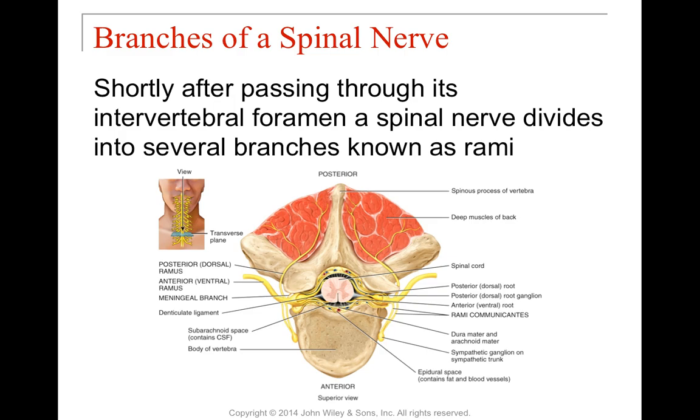And those branches are known as rami, or singular would be a ramus. And they are described by where they are located. So if they are branching out and heading toward the posterior region, that's going to be a posterior ramus or a dorsal ramus. We also have an anterior ramus, which would be headed towards the anterior region. That's also called the ventral ramus. And then we have, here's the meningeal branch. It's going to branch off to the meninges. So we have different sets of branches that come off of these exits. And then they're going to communicate.